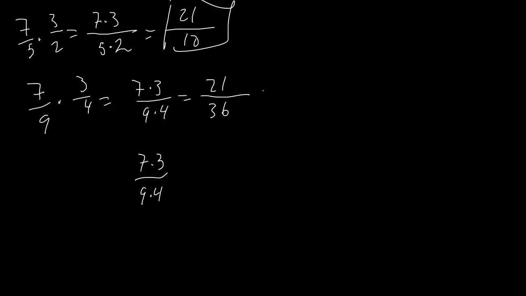And can this be reduced? Let's break it up into its prime factors. Well, we know that 7 and 3 are already prime numbers. Are 9 and 4 prime numbers? No. So we can do it for 36. We're going to be left with 2. 2 will go into 36.